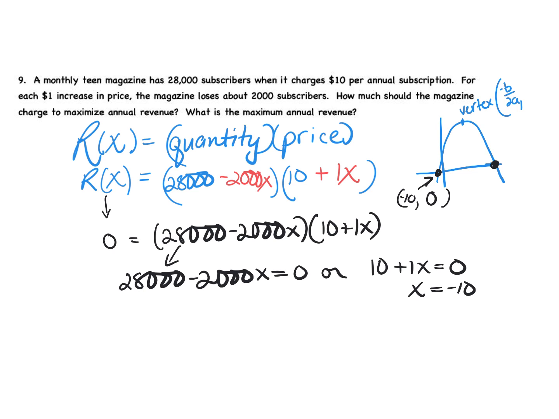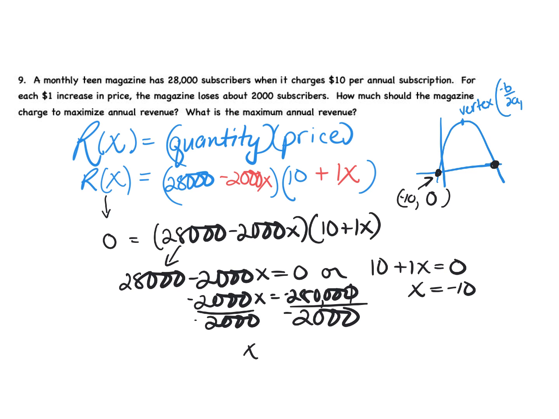And over here, if I subtract 280,000 from each side, and then I divide both sides by negative 2,000, I'm going to get x equals 14. So the second x-intercept is 14, 0.